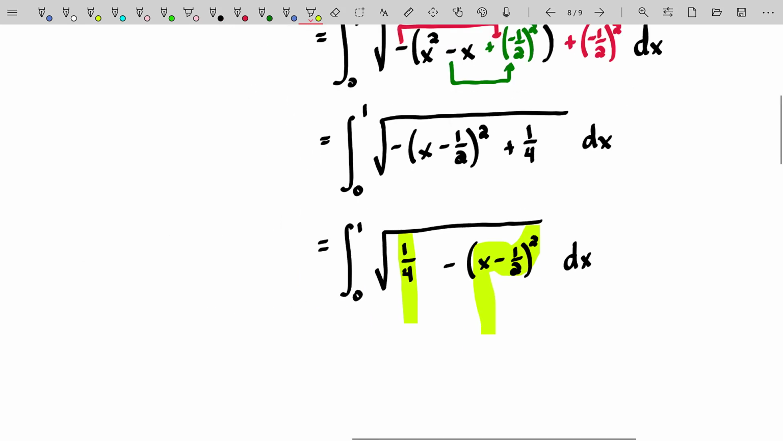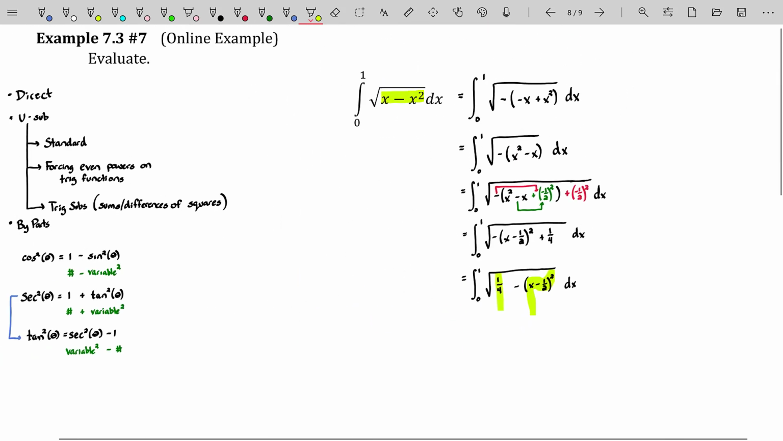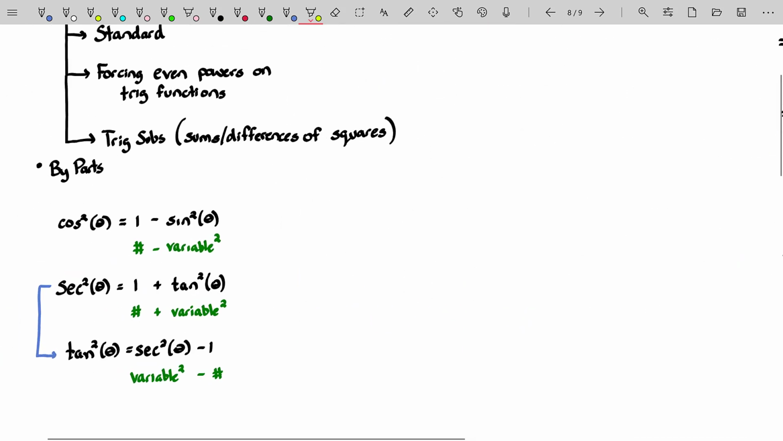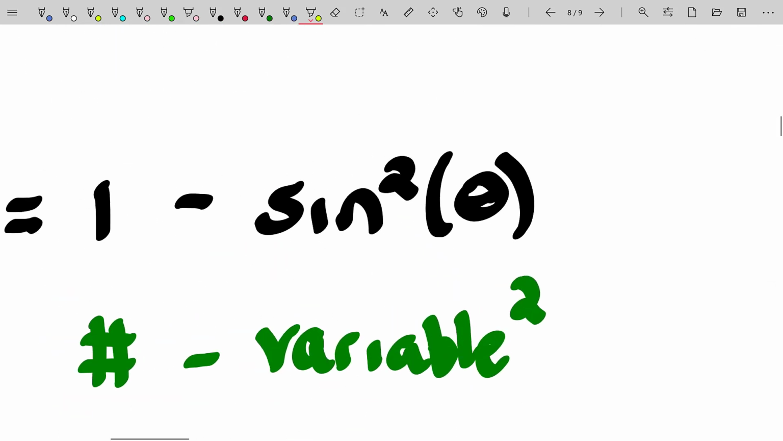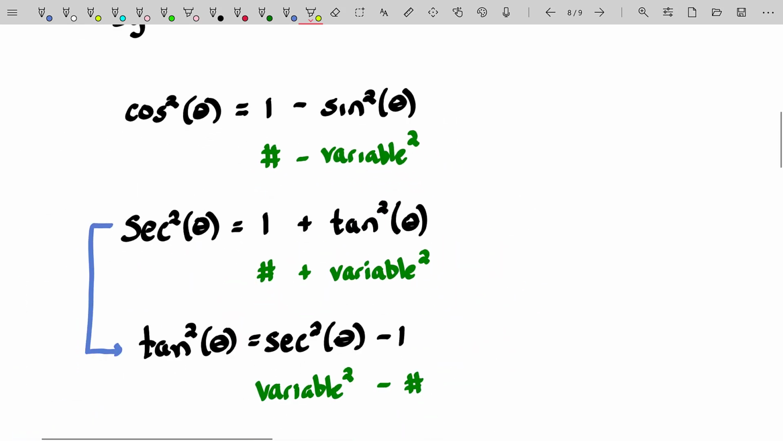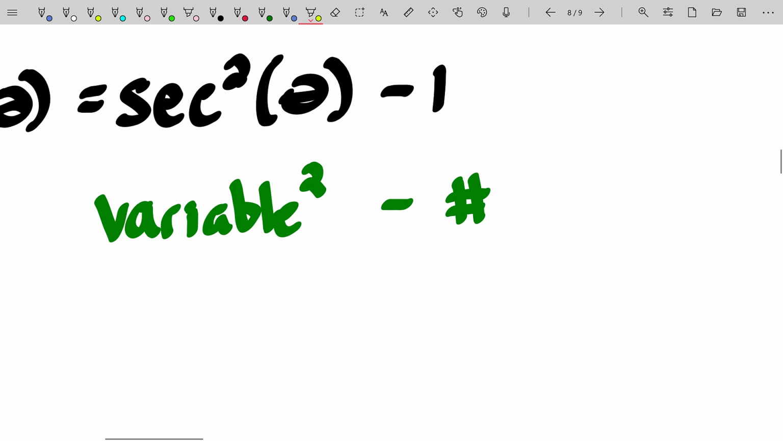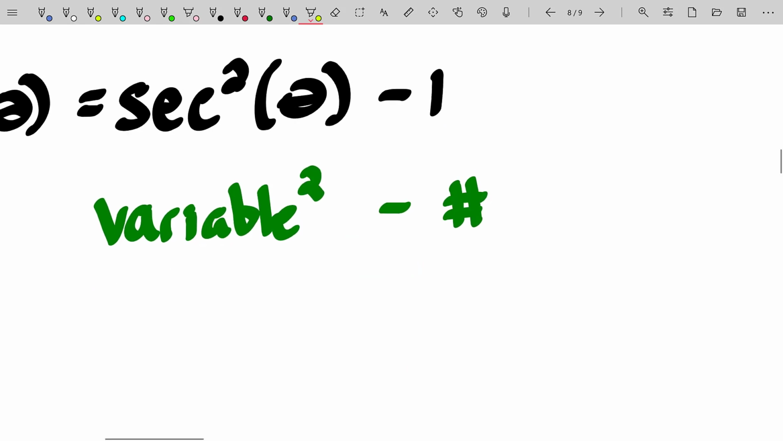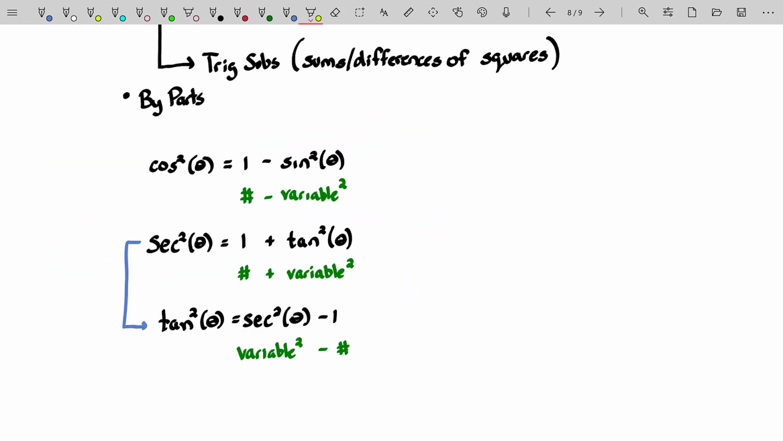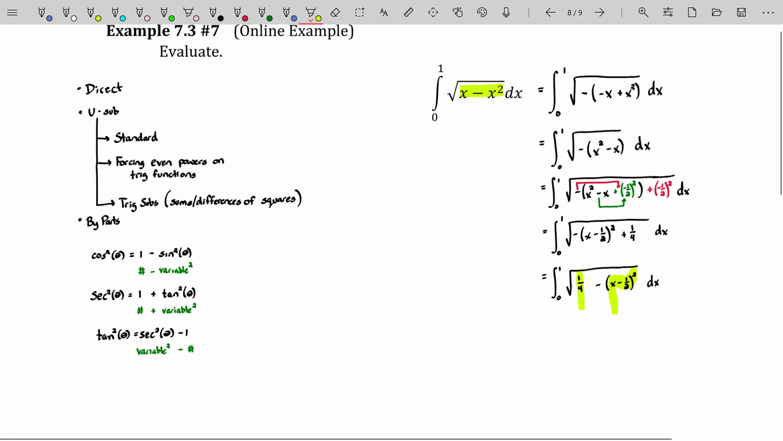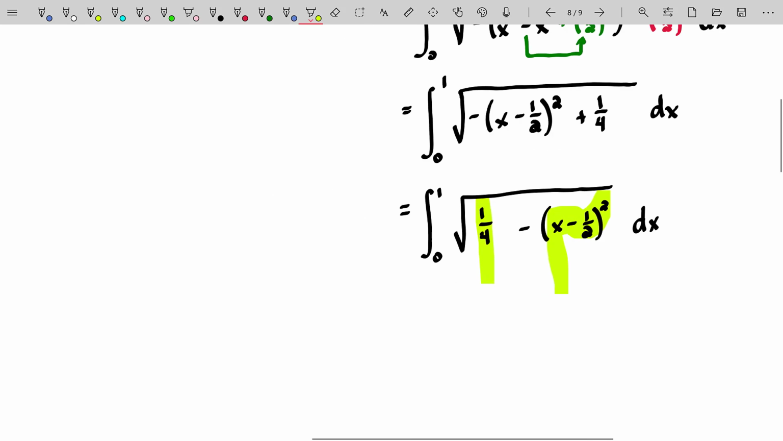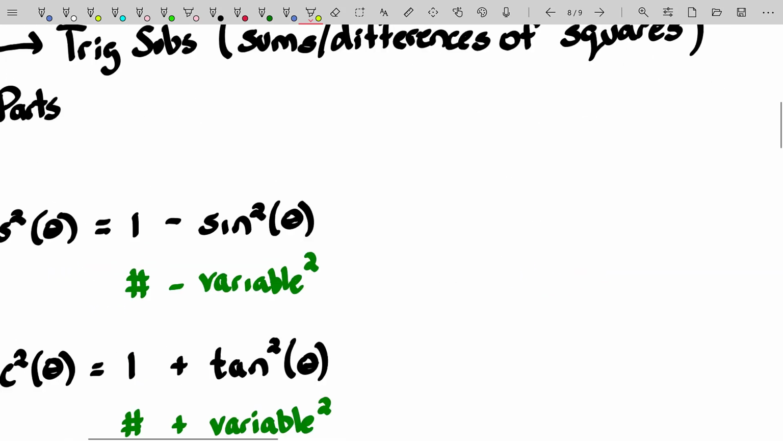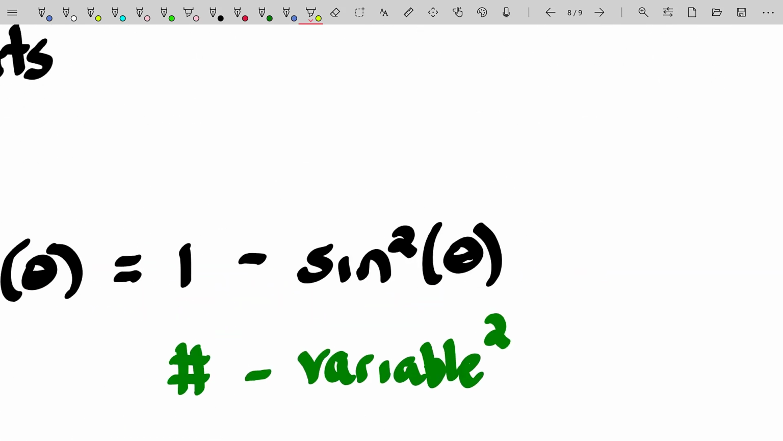And if we look to our Trig Sub material, when you have a difference of squares, you have a couple of options. You're either going to be looking at a number squared minus a variable squared, or a variable squared minus a number squared. They're both completely different situations. Well, lucky us, what we have is a number squared minus a variable squared. So we are going to go ahead and do the substitution so that we eventually get 1 minus sine squared of theta.